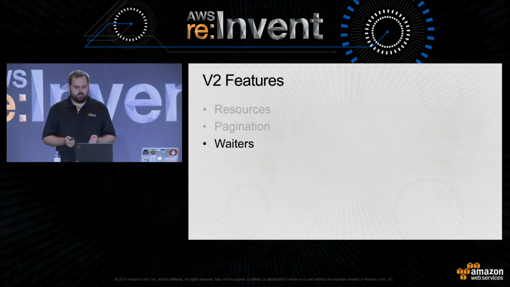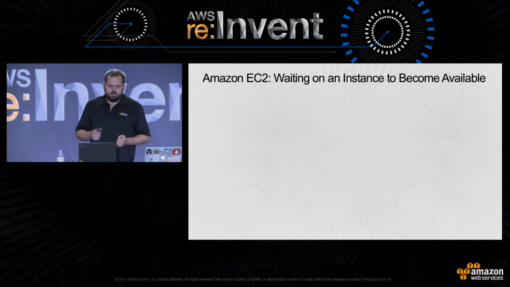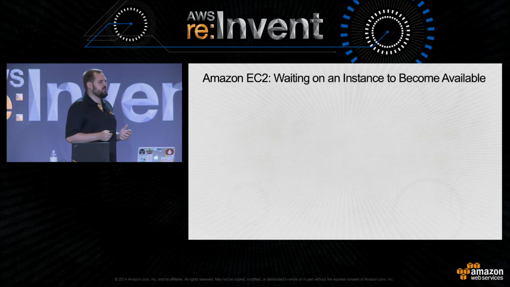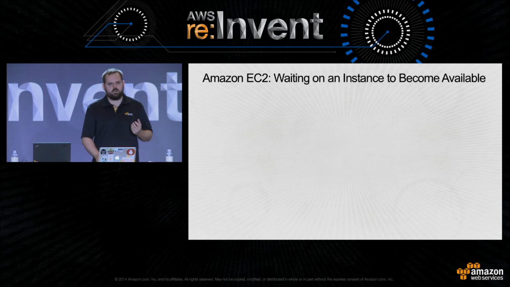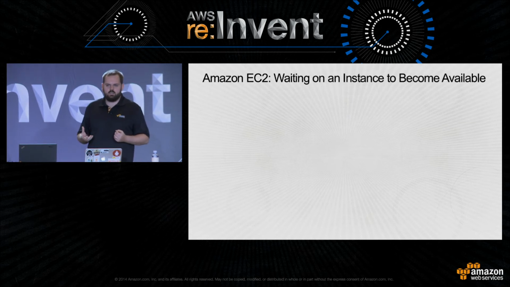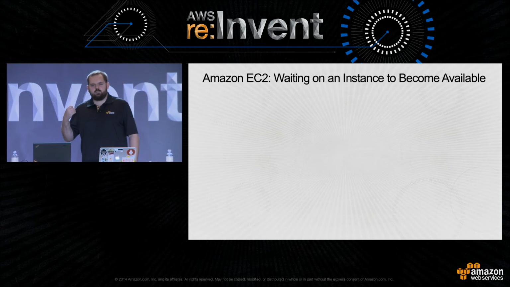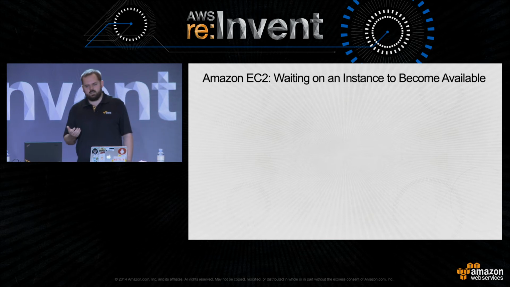Last, I'd like to talk about waiters. So when you create an EC2 instance, you get a response back right away. 200, we're making your instance. Often you have to wait until it's available to do your next operation.